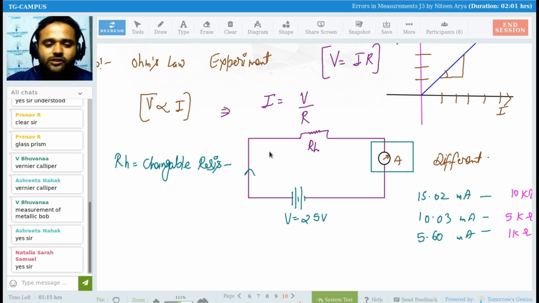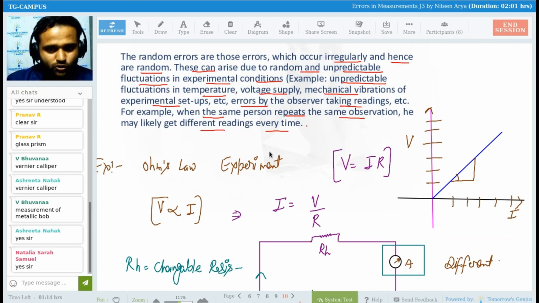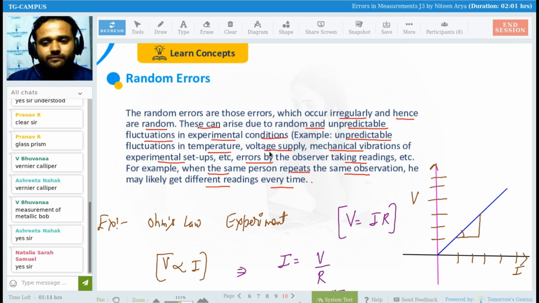After 1 or 2 hours, if she takes the reading with the same apparatus and everything the same, like resistance, wire and voltage, obviously the fluctuation is going to be there. Instead of 5.02, she will now observe 5.04, or maybe 5.20. Instead of 10.03, it can be 10.34, something else. So that is random error, based on the individual, the instrument, and so many other things.